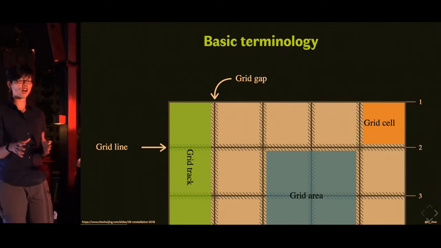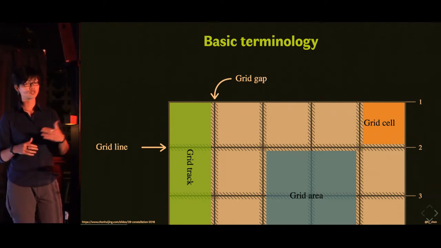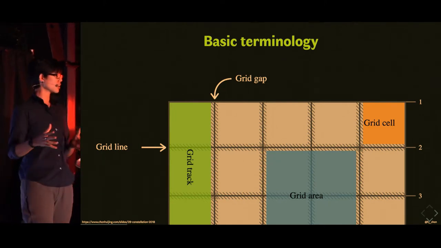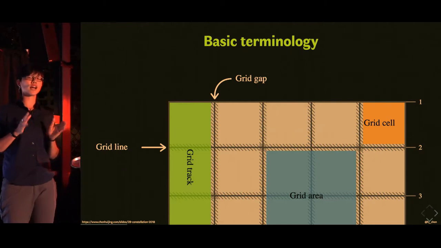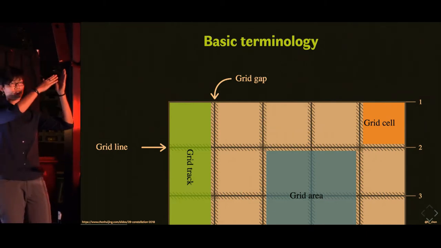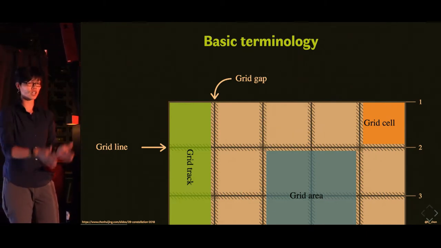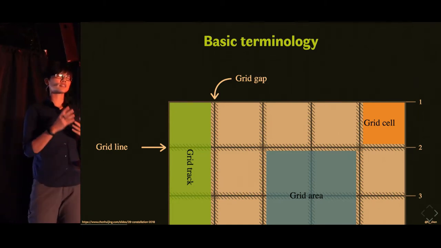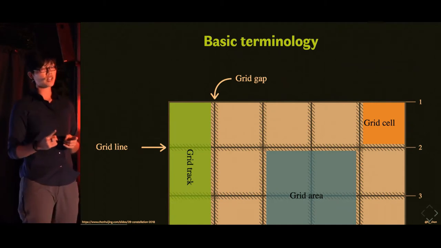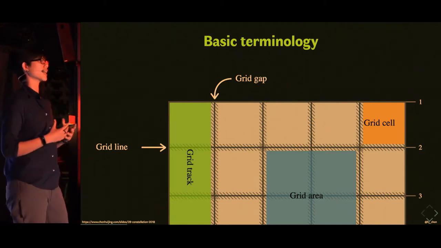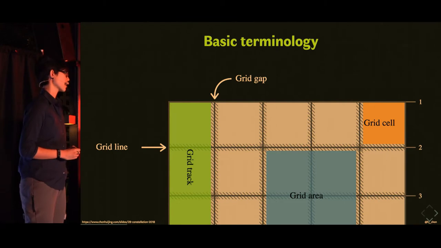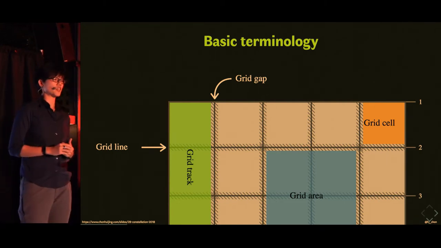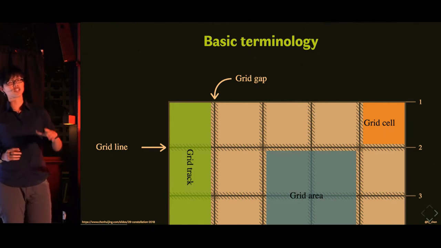Basically, what you have are grid lines that we use to specify exactly where we want our content to go. The spaces between these grid lines are known as grid tracks, so they can be grid rows or they can be grid columns, depending on your direction. By default, a single grid item will take up one grid cell, and a grid area is merely a collection of grid cells. But the most useful feature of grid, I feel, is the ability to define grid gaps.